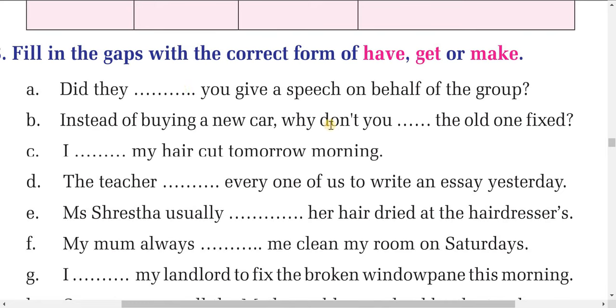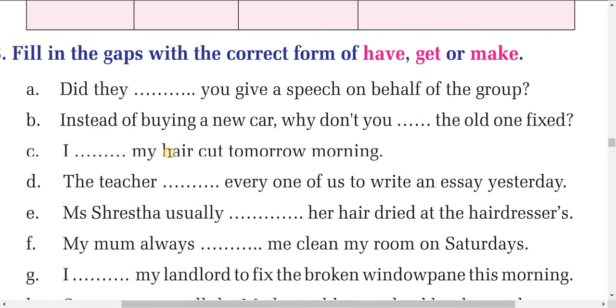B. Instead of buying a new car, why don't you have the old one fixed? Why don't you have or get? You can write either. Okay, you can write anyone. Why don't you get the old one fixed?